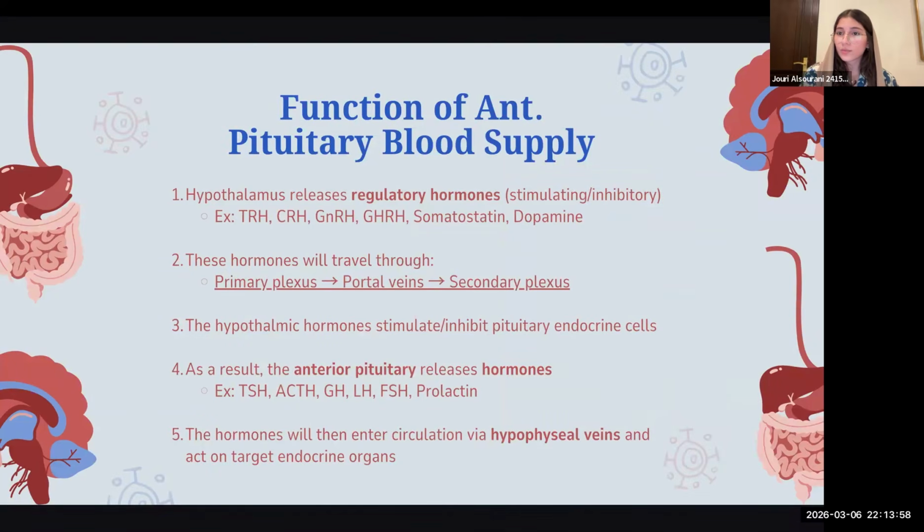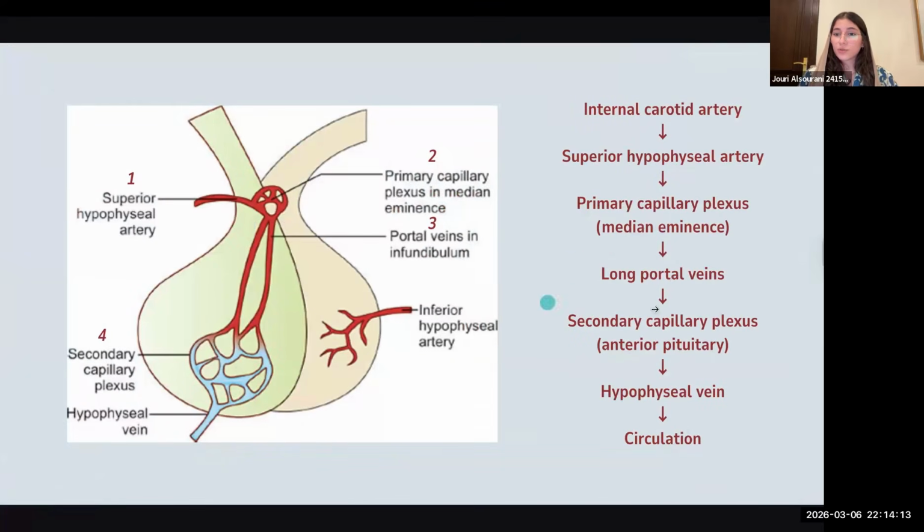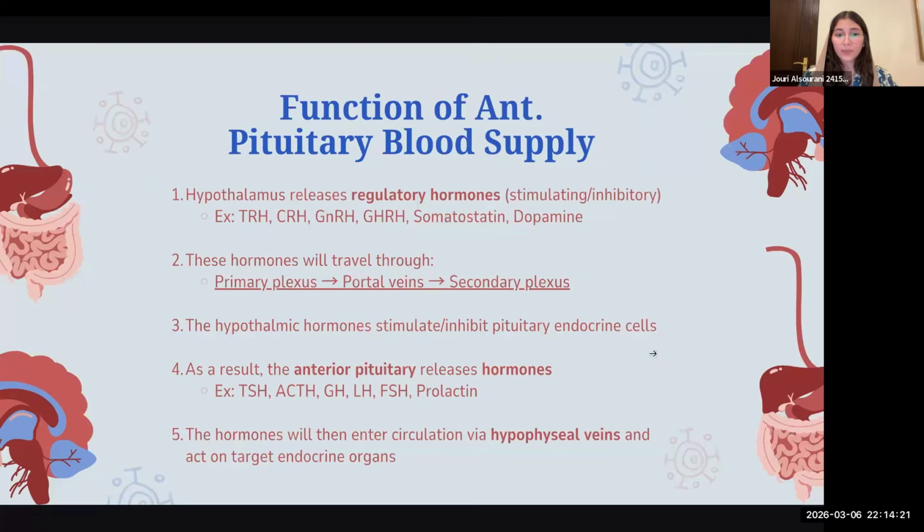All right, so this is just a quick summary again. The hypothalamus will release its regulatory hormones. These can either stimulate or inhibit the pituitary gland. These are the examples. We're going to be discussing them all in detail later on. So these hormones will travel, like we said, through the primary plexus to the portal veins to the secondary capillary plexus in the pituitary gland. And it will either stimulate or inhibit the pituitary gland, okay?